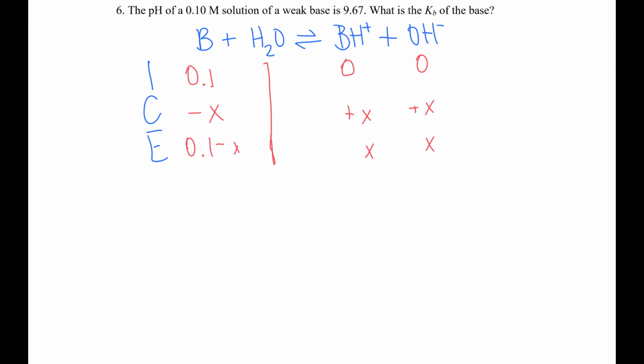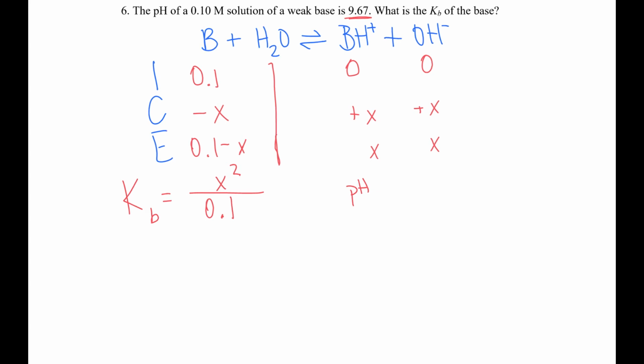At this point, we need to go ahead and plug our stuff into our equilibrium expression. So Kb is equal to products over reactants. So I have x squared over 0.1. Remember our minus x, it goes away. The problem with this is I have two variables and I don't have a way to solve that without knowing what one of those two variables are. I do, however, have the pH that the problem gave me. From the pH, I cannot find the OH or the BH concentration, but I can find the pOH.